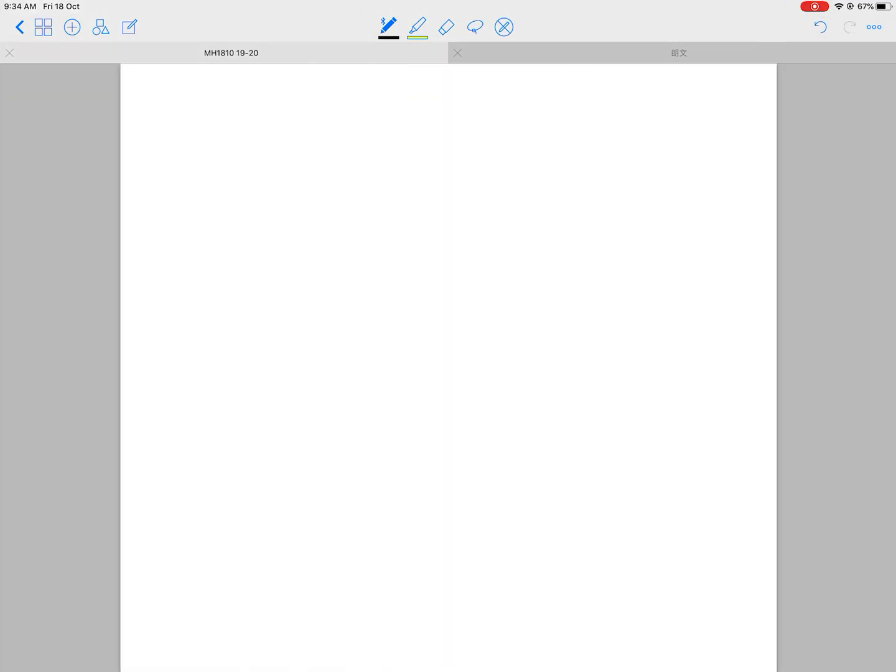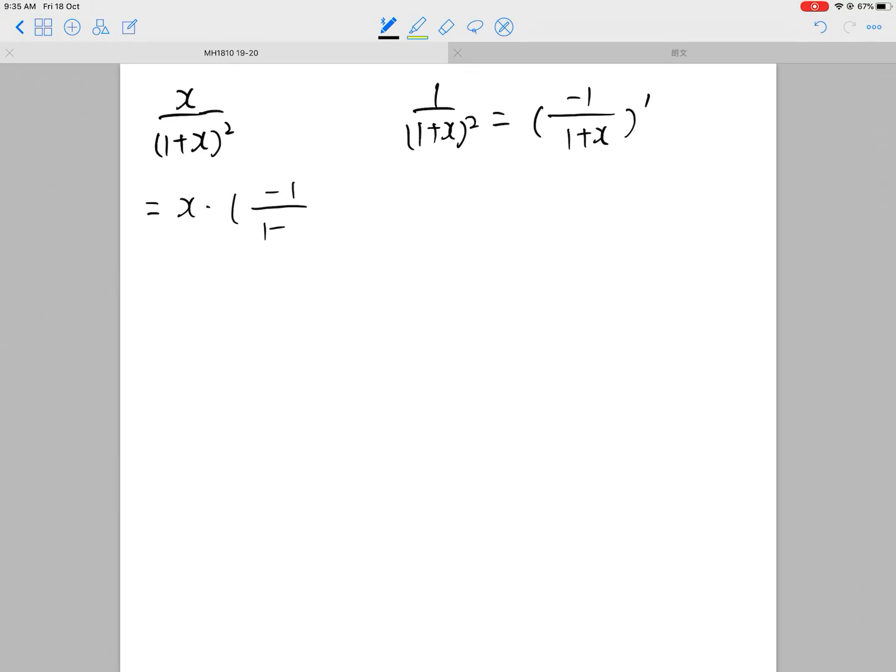Okay, problem 2. All right, x plus x over (1 plus x squared). So if we ignore this x, 1 over (1 plus x squared) is the derivative of -1 over (1 plus x). It's this function's derivative. Okay, so this is x times this function's derivative.